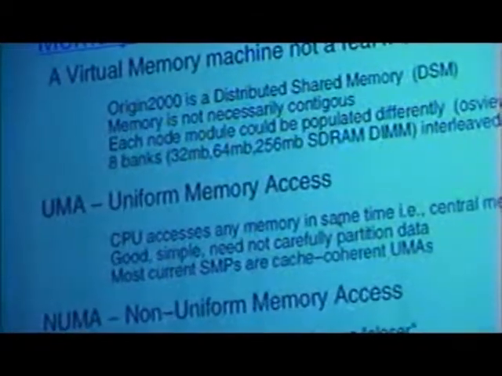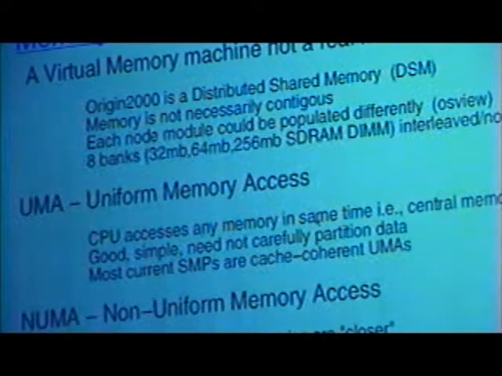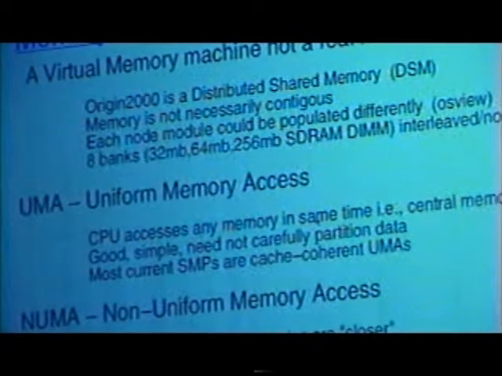By the way, it's distributed shared memory, which means my memory is distributed with my CPUs tightly coupled to the CPU, but shared across all the CPUs. And memory is not necessarily contiguous. I can populate my node boards differently. Now most sites will fully populate node 0 because there's a lot of kernel stuff that goes on in node 0. So if you are going to populate differently, node 0 is the one they usually put the most memory on because your process table is in there and stuff like that.